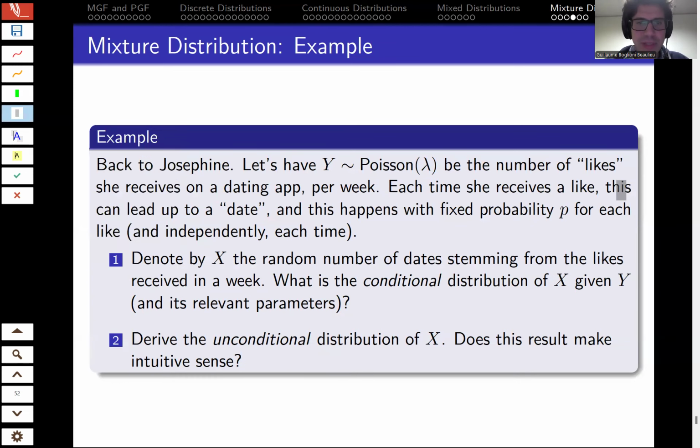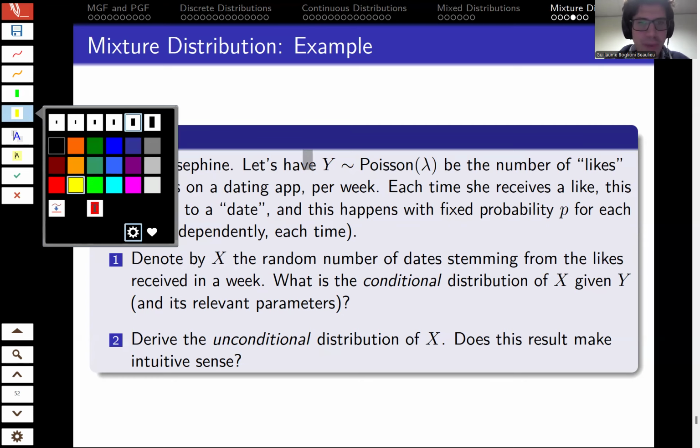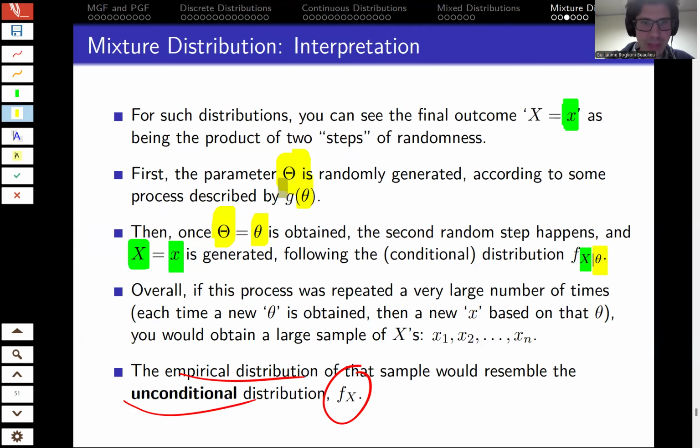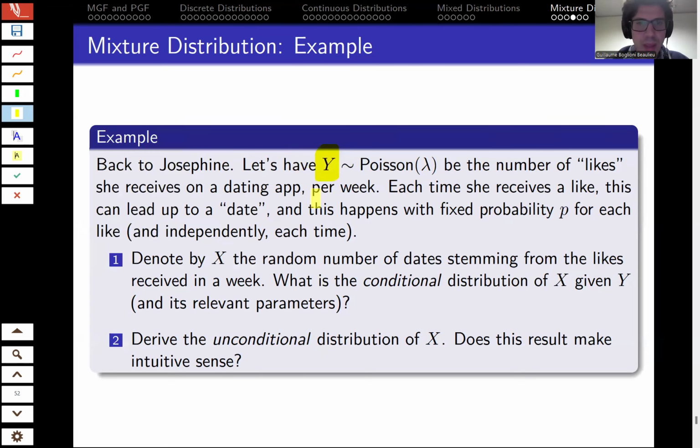Now, what's happening here is this. And by the way, here, y will play the role of our theta. So imagine that y is a Poisson random variable, and this denotes the number of likes Josephine receives on a dating app per week. So simple enough, y is the number of likes, it's a Poisson. If she's unlucky, she gets 0 likes, but she might get 1, 2, 3, 4, and so on.